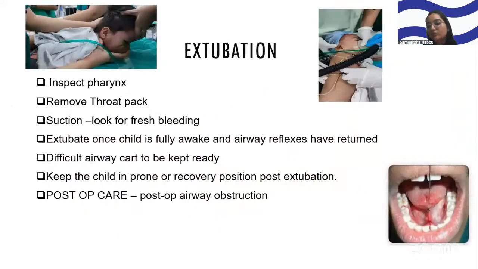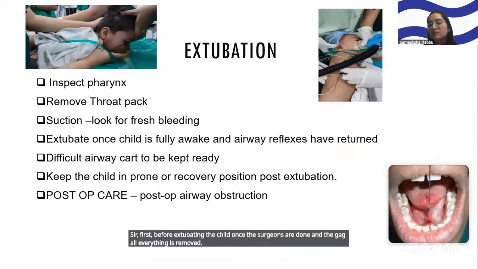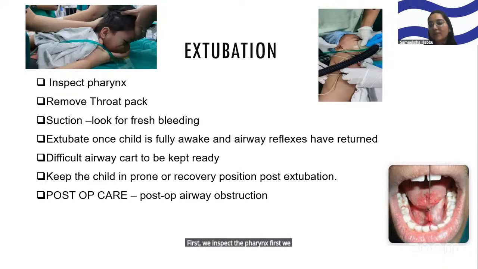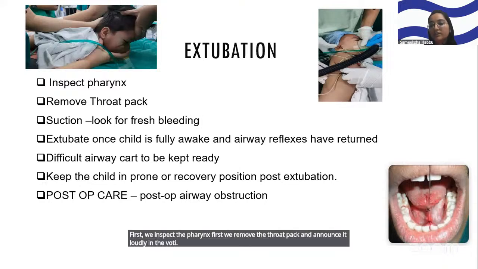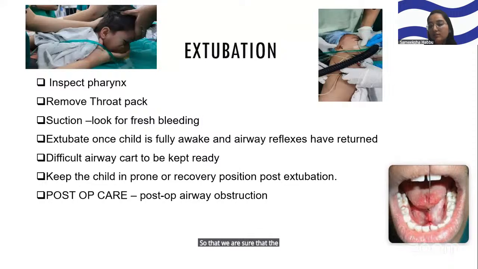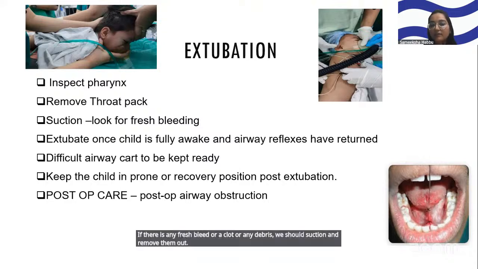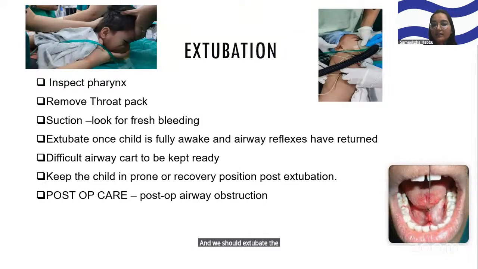Sir, before extubating the child, once the surgeons are done and the gag and everything is removed, first we remove the throat pack and announce it loudly in the OT so that we are sure that the throat pack is out. Then we inspect the pharynx for any fresh bleeding. If there is any fresh bleed, clot or debris, we should suction and remove it. We should extubate the child only when they are fully awake and all airway reflexes have returned to normal. Throughout the procedure, difficult airway cart should be kept ready. And immediately after extubation, we should keep the baby in prone or in the recovery position.